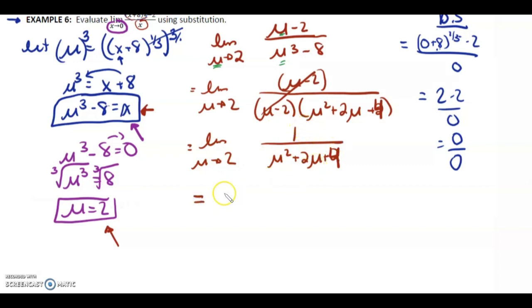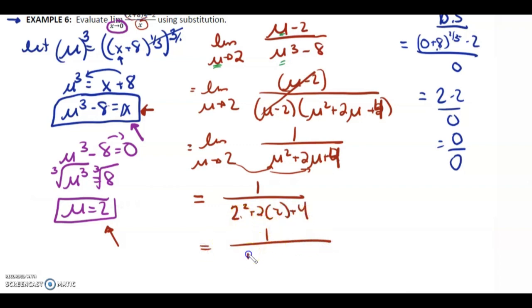Okay, and now at this point, we have a 1 in the numerator, so we know that we're not going to get 0 over 0. So let's go ahead and sub in the 2. And remember, as soon as you sub in, you can drop the limit. Okay, so 2 squared plus 2 times 2 plus 4, and I get 1 over 4 plus 4 plus 4, which is 1 over 12.